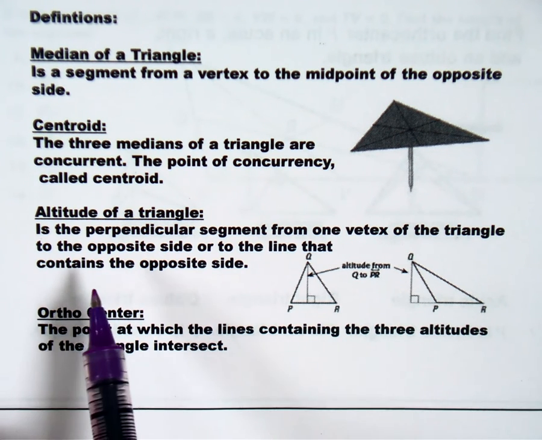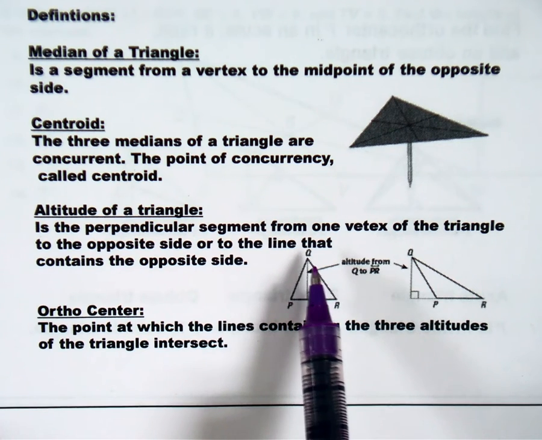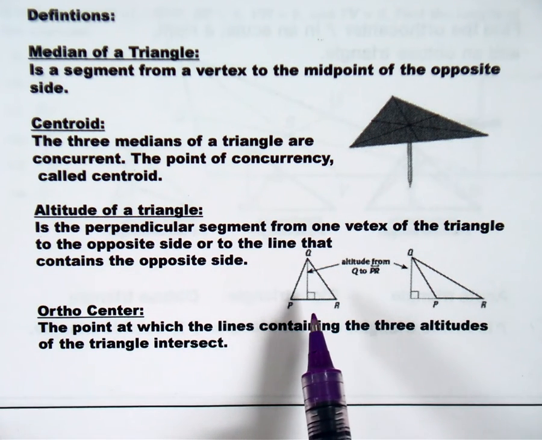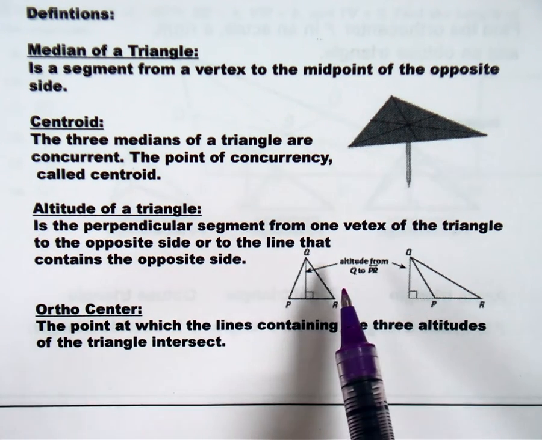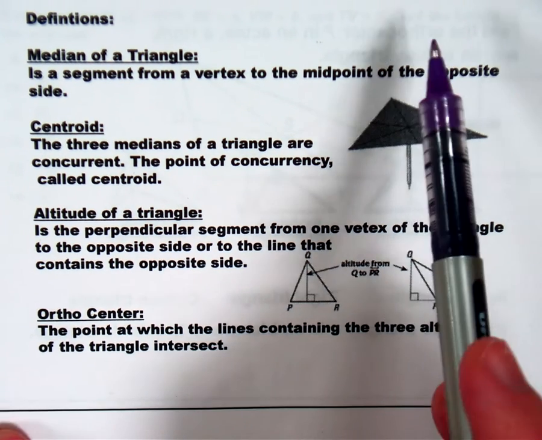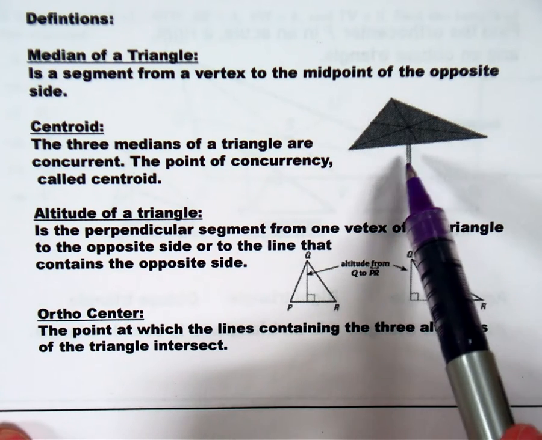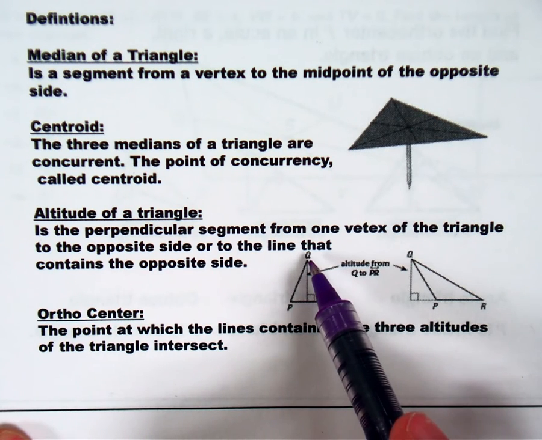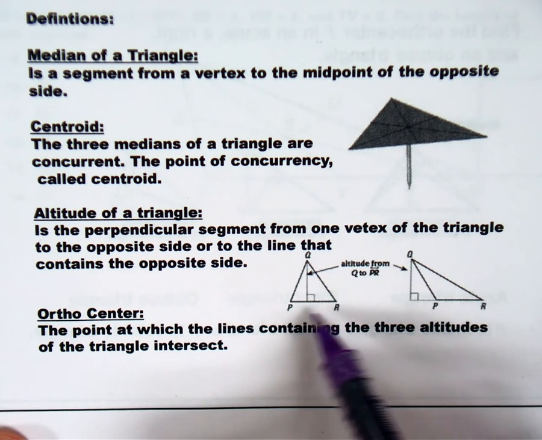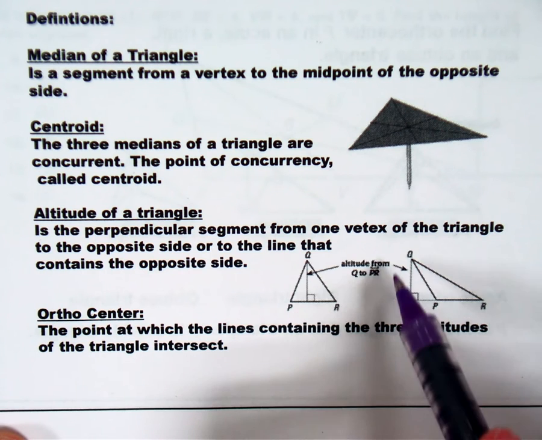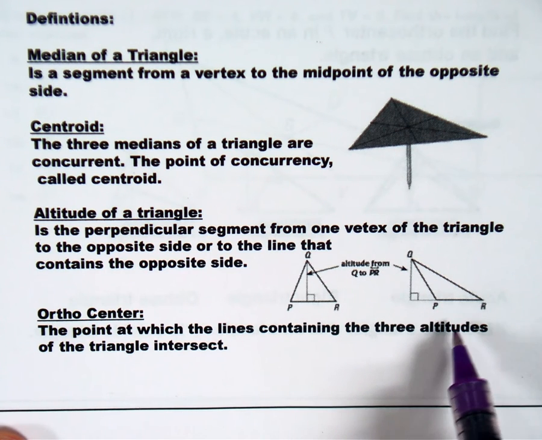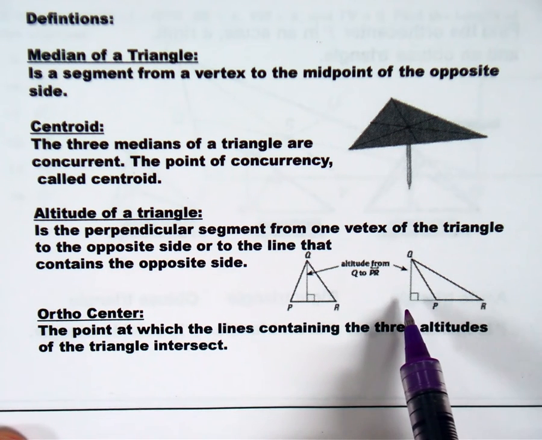Altitude of a triangle. An altitude goes from a vertex and makes a right angle, or is perpendicular, with the opposite side. So these are very closely related. One's going from the vertex to the midpoint, one's going from a vertex, and it doesn't matter where it goes through, just as long as it makes a right angle. And with obtuse triangles, sometimes you have to extend out the base.